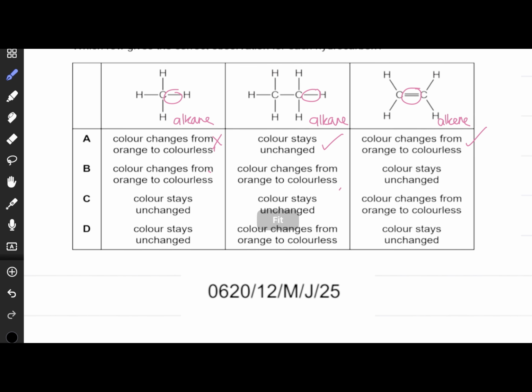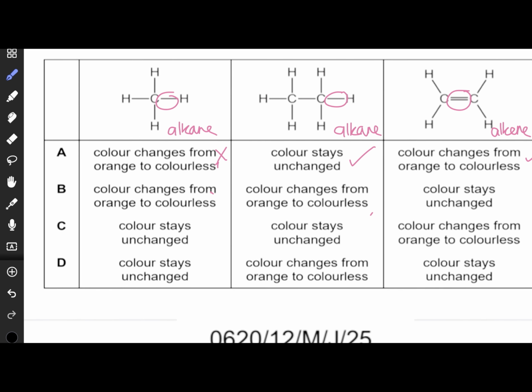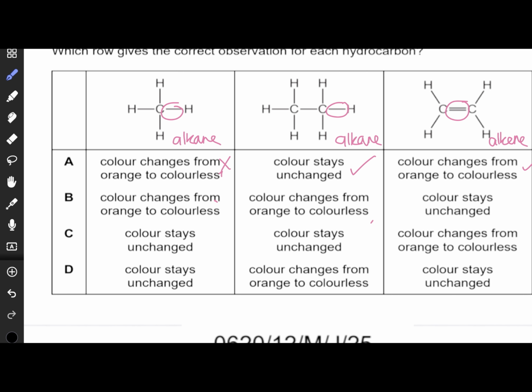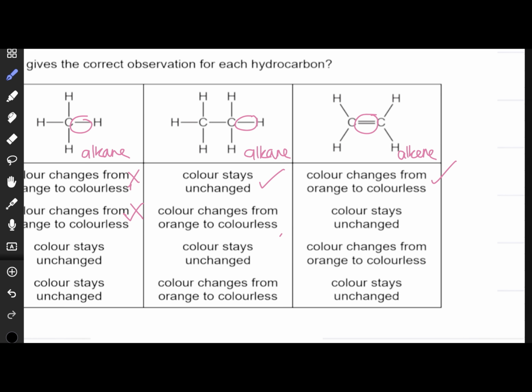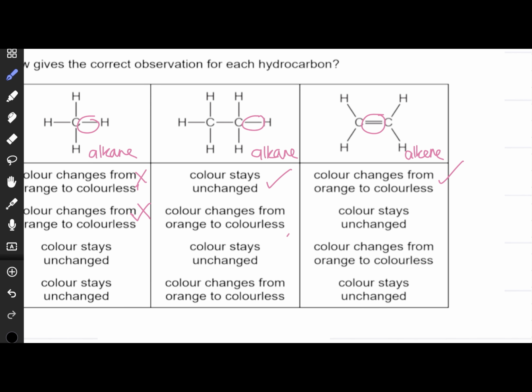Let's move on to the second option. It says that the color changes from orange to colorless. Again, that is wrong. The second says that the color changes from orange to colorless. Well, that's wrong. Bromine does not do anything to an alkane. The third says that color stays unchanged. Well, that is not correct because bromine changes the color of an alkene.